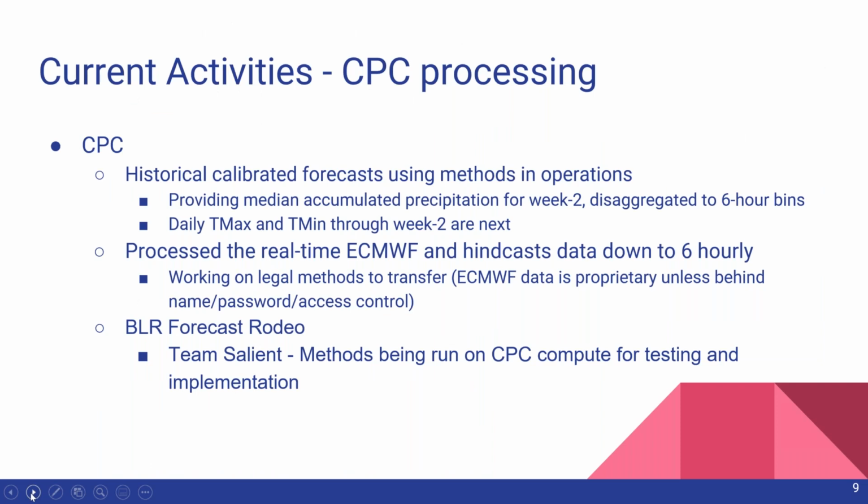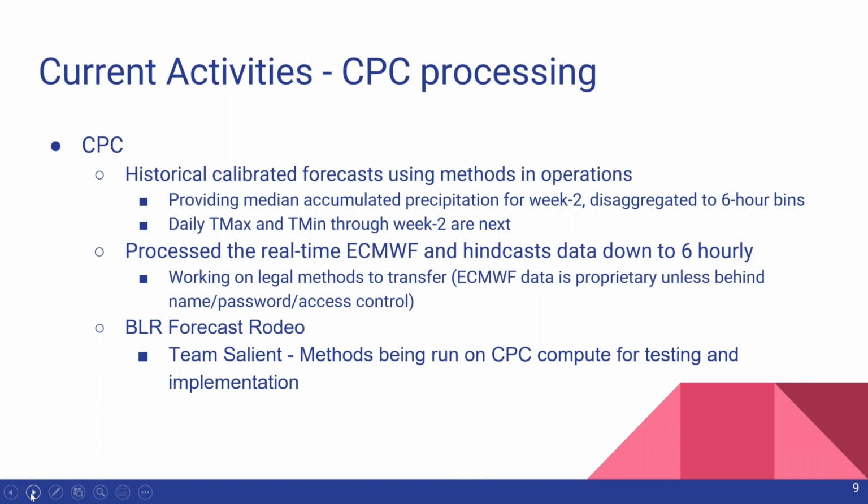So that's basically what this first bullet in the slide describes. We've done it for precipitation. We are working on it right now. The codes are running right now to provide it for max and min temperature. We're also reprocessing European Center data and hindcasts down to 6 hourly. We're just right now working on different methods to transfer it. European Center is working on getting to an open data model like the US is, but right now it's still proprietary.